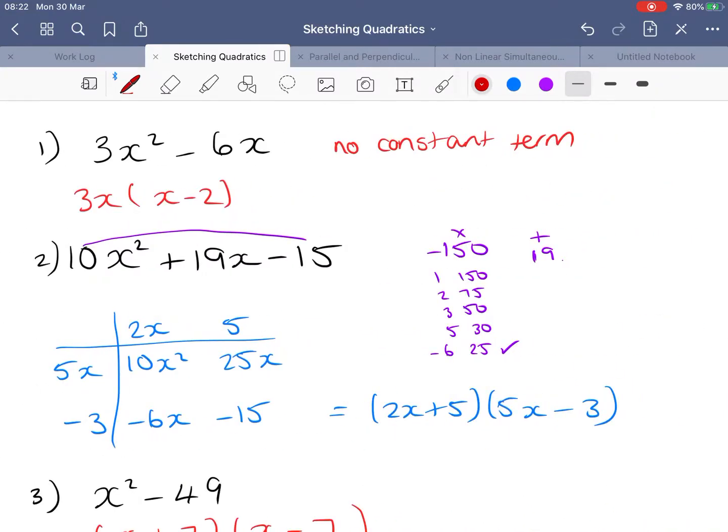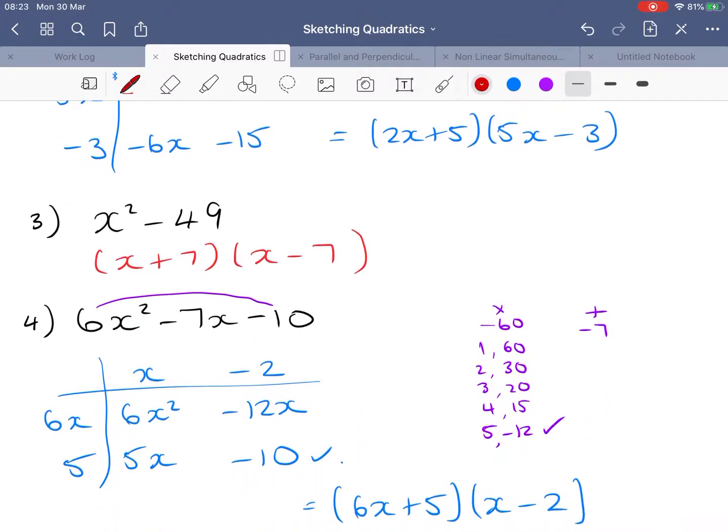Okay, so number 1, no constant terms. So we just take out a highest common factor and have a single bracket. Now in this case, we can see we can take out a factor of 3 as well as the x. Number 2 was the more complicated quadratic with all 3 terms. Okay, as you can see, the numbers can get a bit big, but just be systematic when you're going through your factors and you will get there in the end.